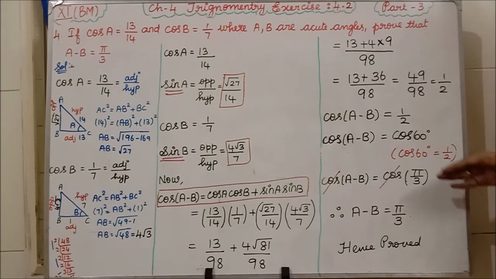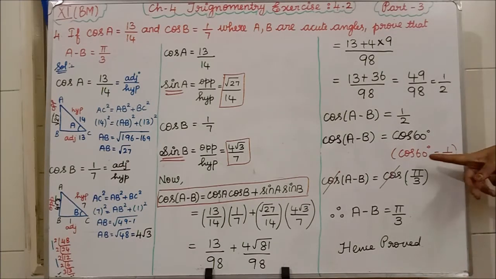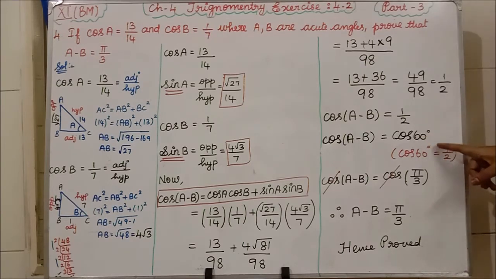The next step, cos(A minus B) as such is equal to cos 60 degrees. How can I write 60 degrees? Pi divided by 3 I can write, because pi value is 180 degrees. So if you divide 180 degrees by 3 we will get 60 degrees. So I am writing 60 degrees in the form of pi by 3.